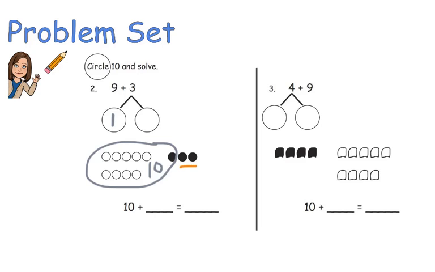And then we're going to see how many we did not use to make 10. So that's 2. So that's going to go here in our number bond. And then we need to do the 10 plus the 2 in our equation. And 10 plus 2 equals 12.